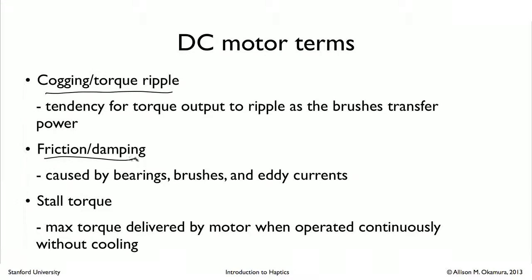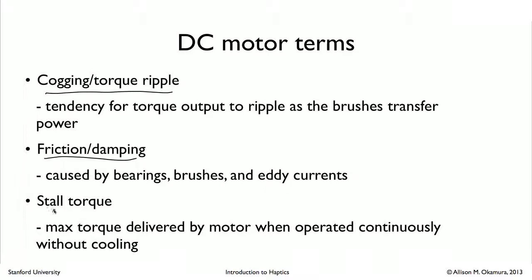Also, you would like the motor to have minimal friction and damping. There can be friction and damping in a device because of the bearings in the motor that support the rotating armature, because of the brushes that physically contact the electrical circuit to the rotating armature, and also something called eddy currents, which are small currents that start to build up in the armature, and they effectively damp out some of the power of the circuit.